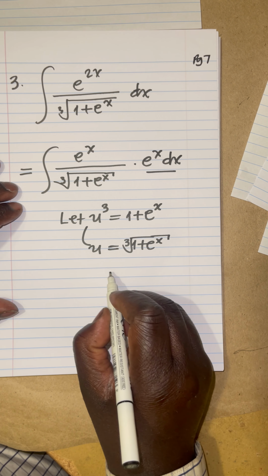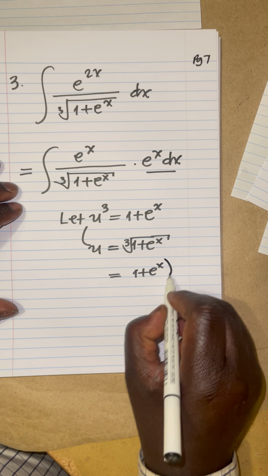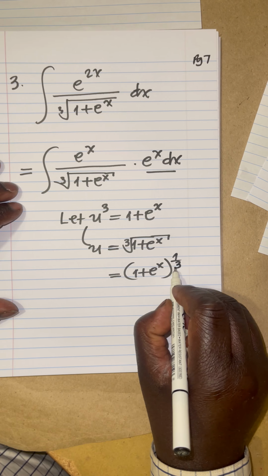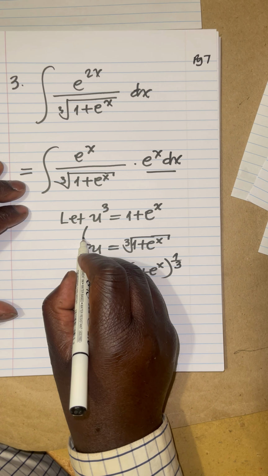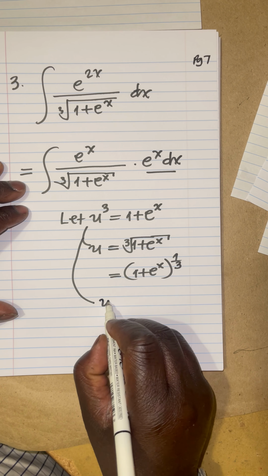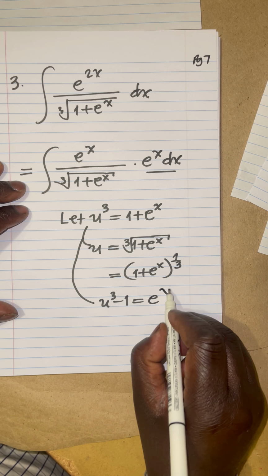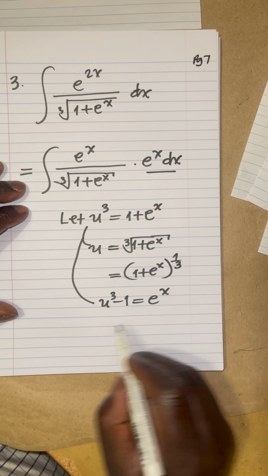And again, you remember this is the same as (1 + e^x)^(1/3). Don't forget that, that's the cube root. The second step is solving for e^x, because we have e^x in the numerator. That will be u³ − 1 = e^x. Subtract 1 from both sides to get this.